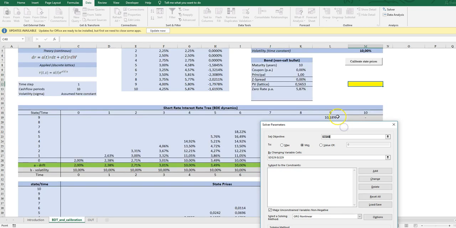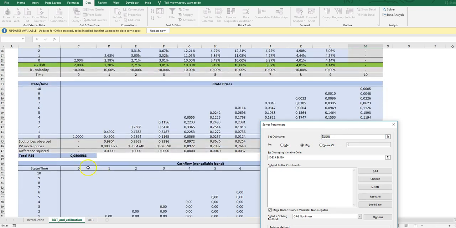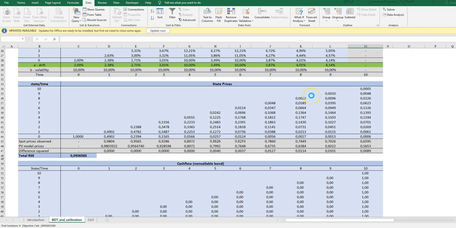So the idea is to set the objective, which is the RSE, and I will minimize it by changing the values on the green line, except for the first one, which is fixed. We know the current yield, so we don't have to change that. And I'll try to solve.